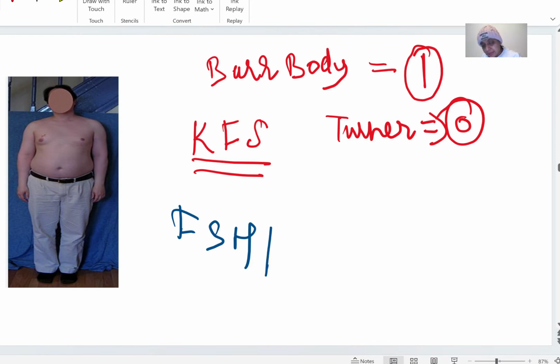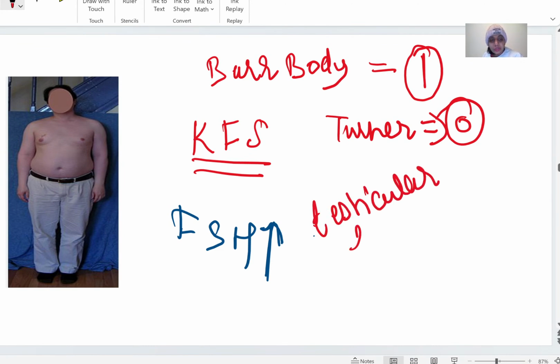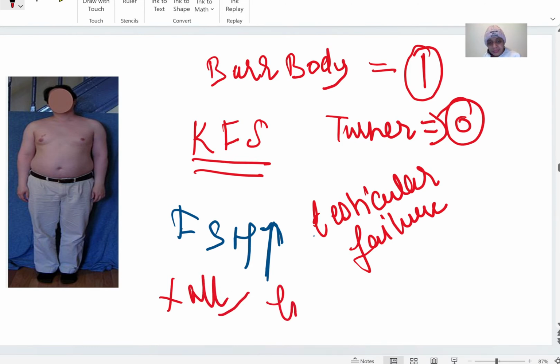They are increased. Why is it increased? Because there is testicular failure. Is their height tall or small? They are tall. Gynecomastia present. They are very obese.